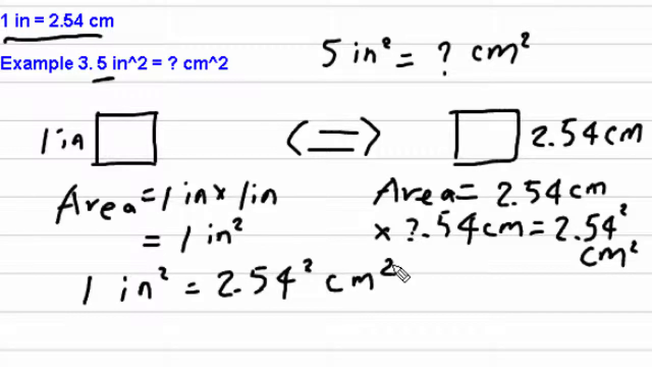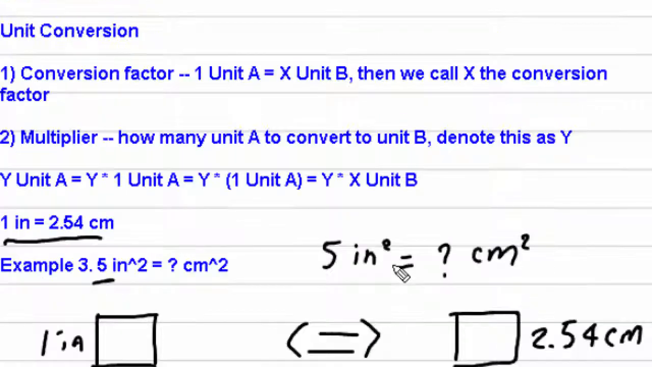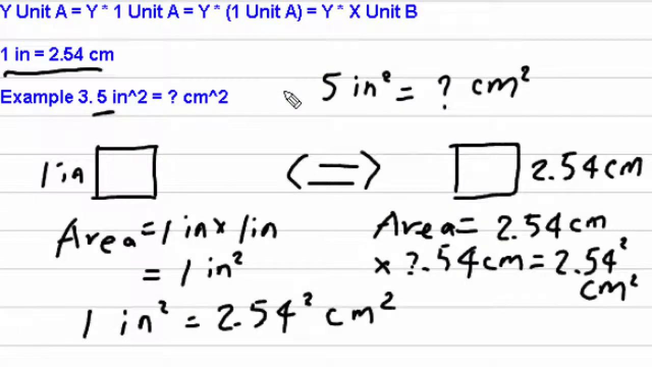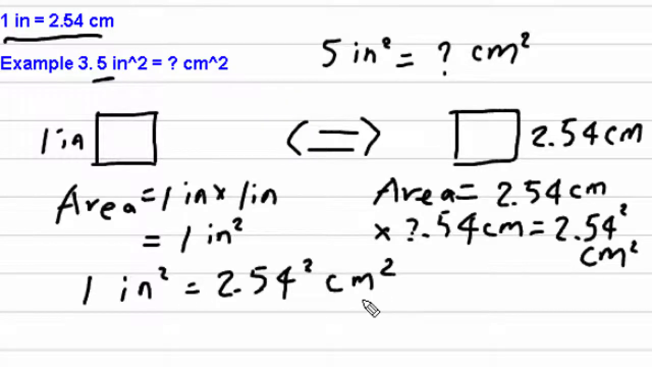There you go. Let's remind ourselves that our definition for the conversion factor is basically 1 unit A is equal to X unit B. In this particular case, unit A is a square inch and unit B is a square centimeter. So 1 unit A being equal to X unit B is basically 1 square inch is equal to 2.54 squared centimeters. So this 2.54 squared is exactly our conversion factor. Great, so now we have both the multiplier, which is 5 here, and that's the y of the formula that we talked about in the very beginning. We also have the conversion factor, x, which is 2.54 squared.